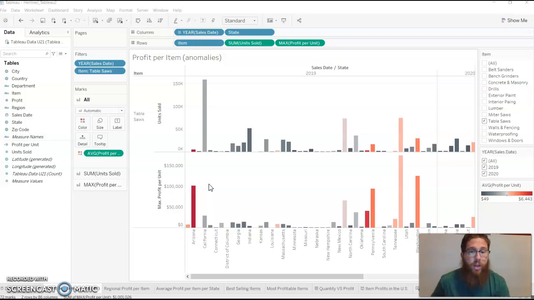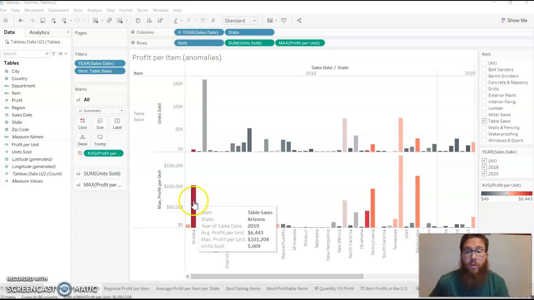The darker, the grayer, the closer to white, the less it stands out, the safer the data is. As it turns darker and darker red, there might be issues where the average profit per unit versus the maximum profit per unit varies a lot.